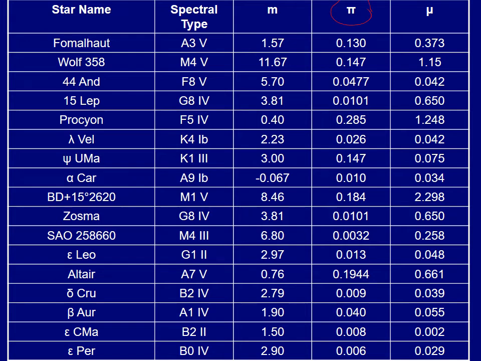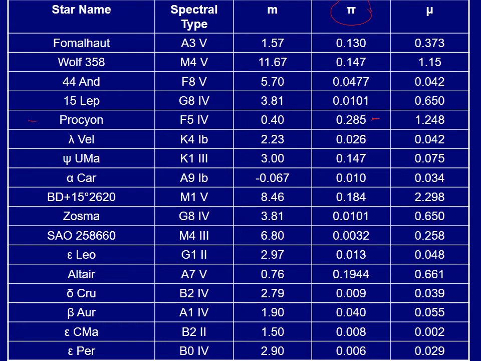So this column right here gives us distance. So what's the closest star on this list? Remember, the distance is 1 divided by the parallax. So the smaller that is, the farther away it is; the bigger it is, the closer. So the biggest parallax is going to be the closest star. That looks like the biggest number right here. So the star Procyon is the biggest one on that list, with a parallax of 0.285.